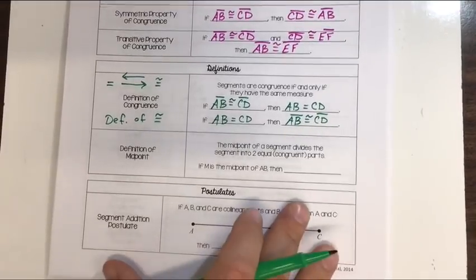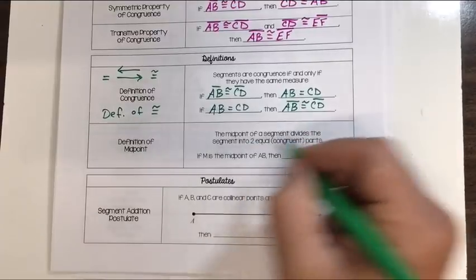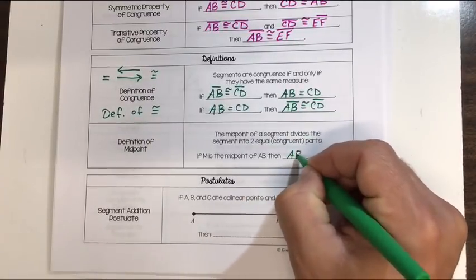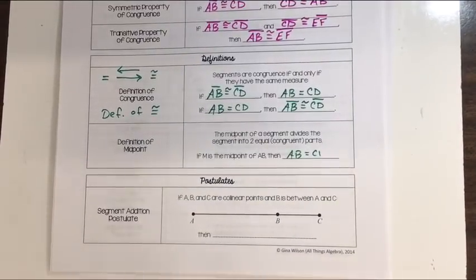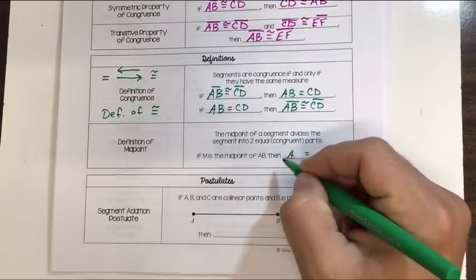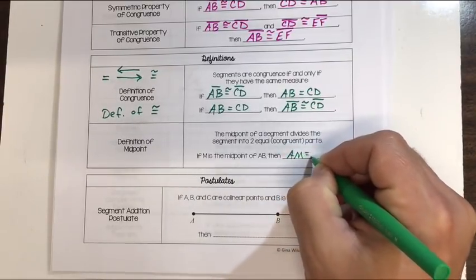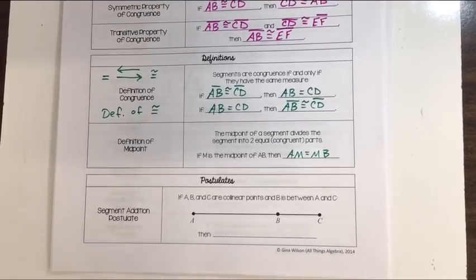And then we also did our definition of midpoint yesterday. If M is the midpoint of AB, then AB equals C. I'm sorry, I've got to fix that. That's not correct. What this should say is if M is the midpoint of AB, then AM equals MB. Part equals part. And we did that in the last lesson also.